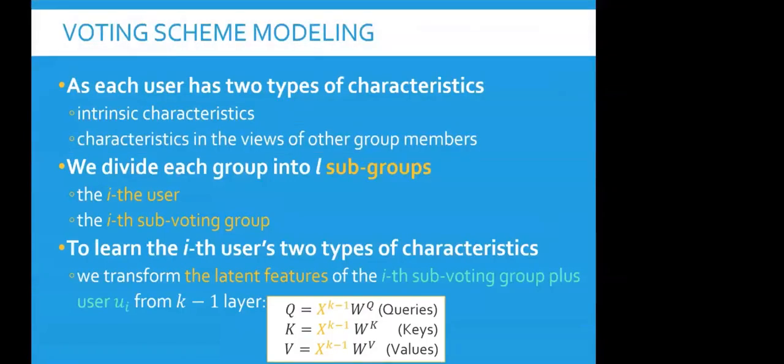The first is the voting schema modeling component. As in the real world, each user has two types of characteristics, that is, intrinsic characteristics, and the characteristics in the views of other group members. We divide each group into L subgroups, that is, the i-th user and the i-th sub-voting group. To learn the i-th user's two types of characteristics, we transform the latent features of the i-th sub-voting group plus user u_i from the (k-1)-th layer through linear projections, and then we can get the corresponding queries, keys, and values, which will be further used to calculate the interaction weight among group members.